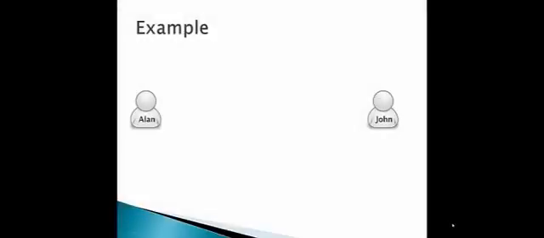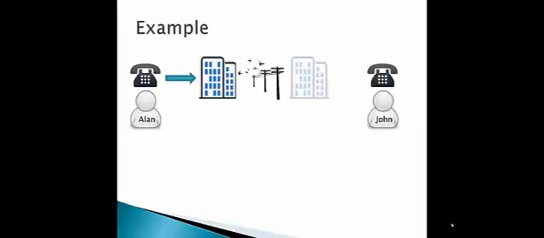For example, Alan wants to call his friend John's house from his workplace using his telephone. He picks up the phone and dials the number. The call will go to his local exchange. By looking at the number, they will understand that the call should go to the location where John's house is. So the call will go out onto the local network and then make its way to the local exchange near John's house, and from the local exchange the call will be transferred to John's house.